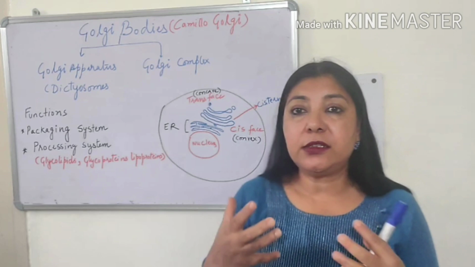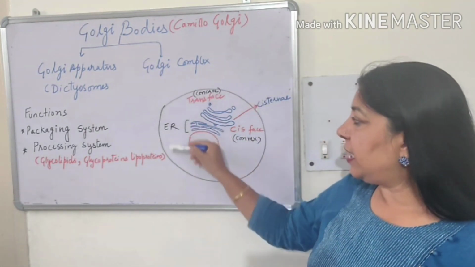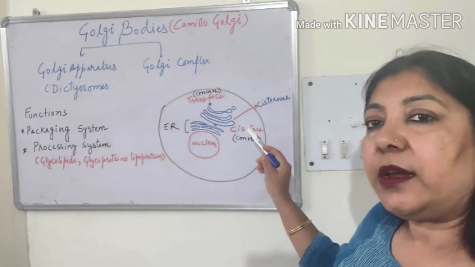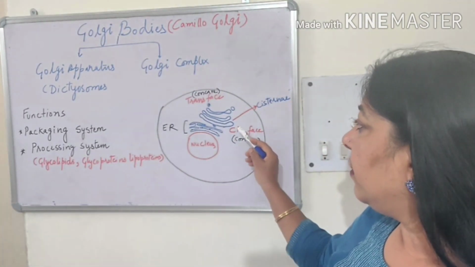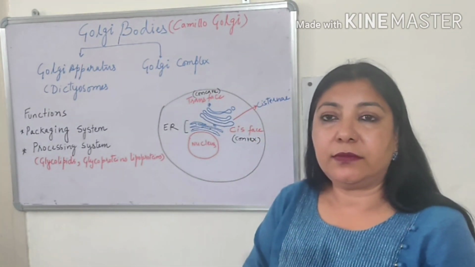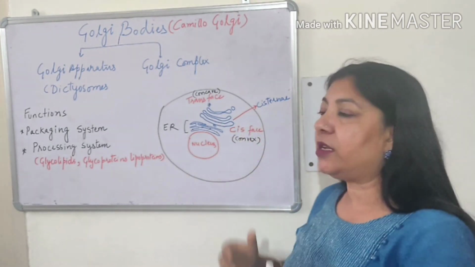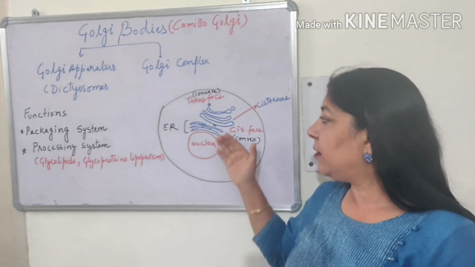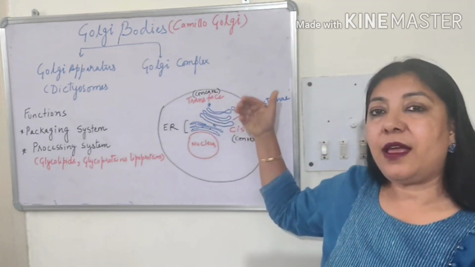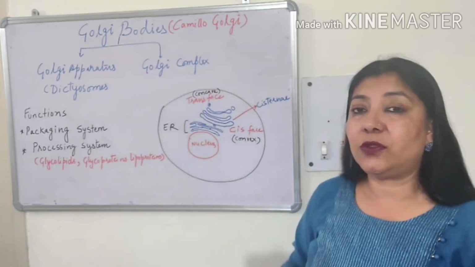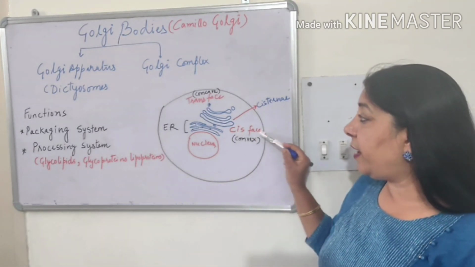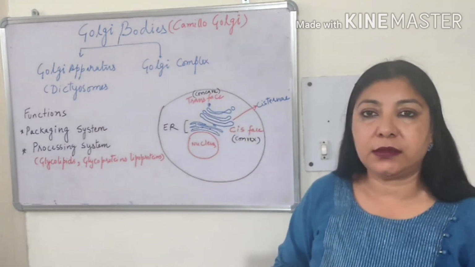Now let's study its structure. If you see this diagram, you will see that the endoplasmic reticulum and the Golgi bodies are very close to each other, because the endoplasmic reticulum is responsible for adding up new structures to the Golgi bodies. You can see I have written two words. One is cis phase, other is trans phase.